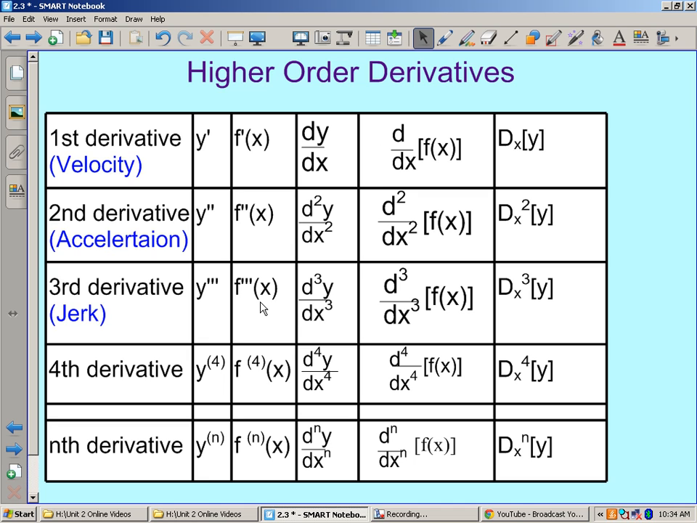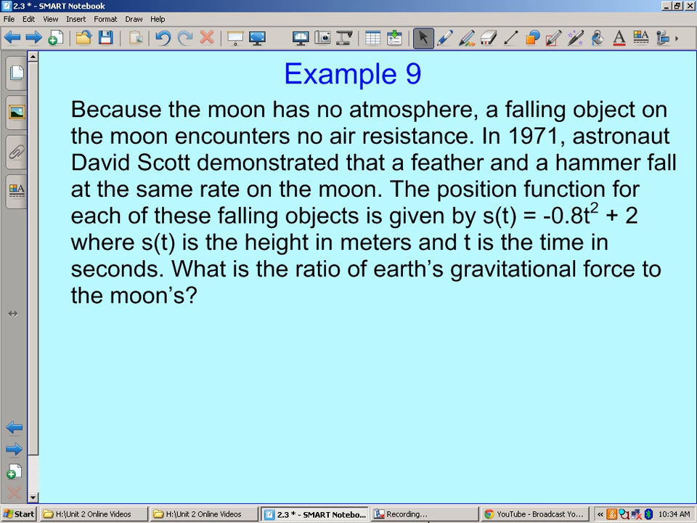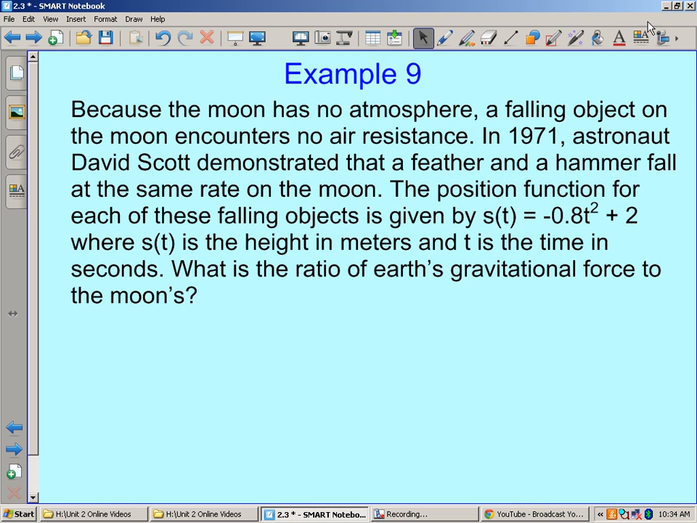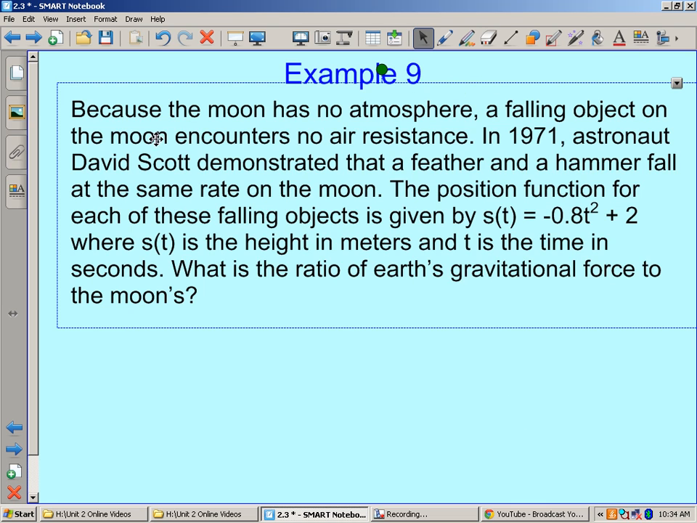So then our final example for today is basically finding acceleration due to gravity. We're given that because the moon has no atmosphere, I'm going to let you guys read through it. Here is our position function that is given to us. So what we need to do to find the acceleration is take the derivative twice. And so that's what we're going to do.